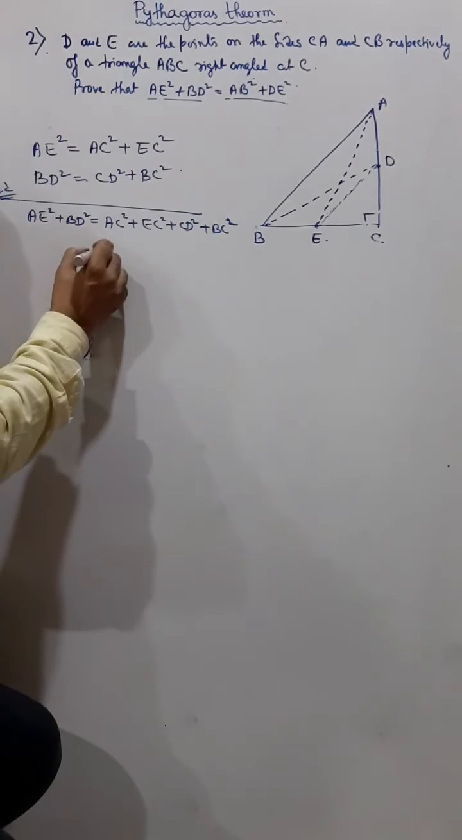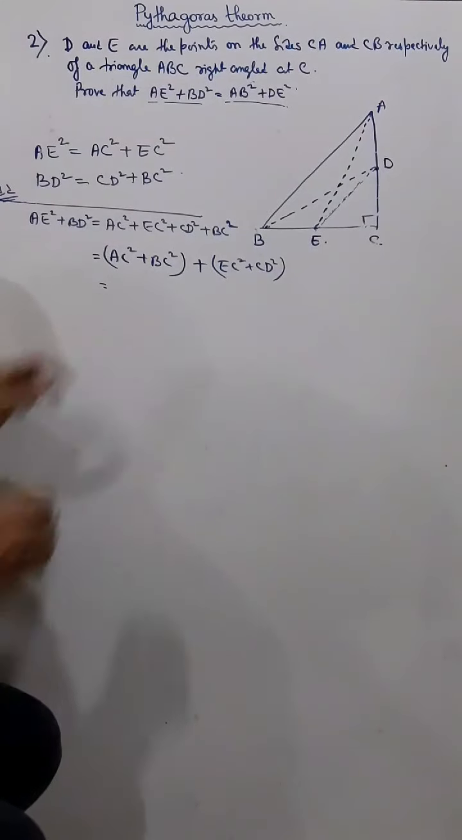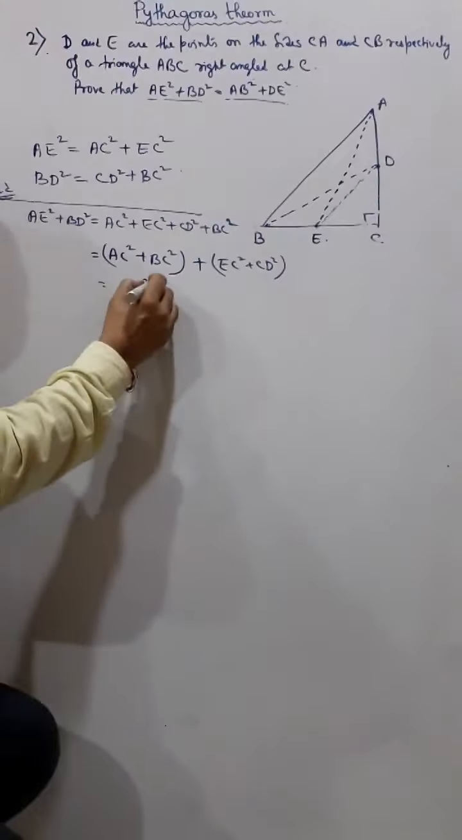So now in the next step we can write this one as AC square plus BC square plus EC square plus CD square, right? Now in place of AC square plus BC square we can write AB square, and in place of EC square plus CD square we can write ED square. So this is our left hand side, and this we got as right hand side, and therefore hence it is proved. Okay, understand?